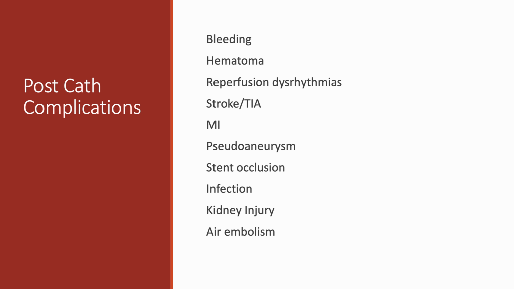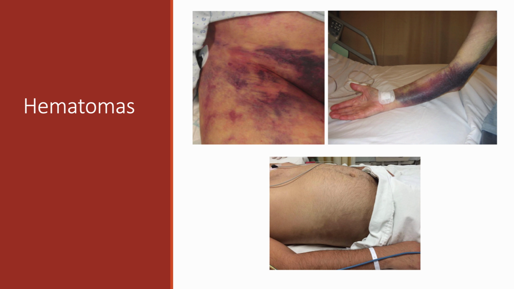Stroke, TIA can happen. Worsening MI can happen if we do a stent and we lose the distal vessel or part of the distal vessel. That can result in an MI. There's also pseudoaneurysm. There's abrupt closure of the stent, infection. Because we're using IV contrast for the catheterization, we could have kidney injury, so that's important to know. And then potentially air embolism, but I don't think I've ever seen that.